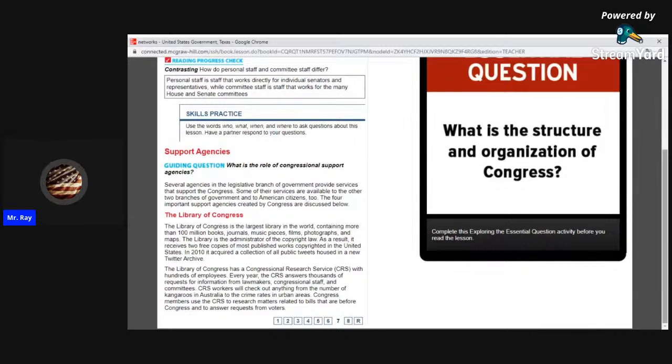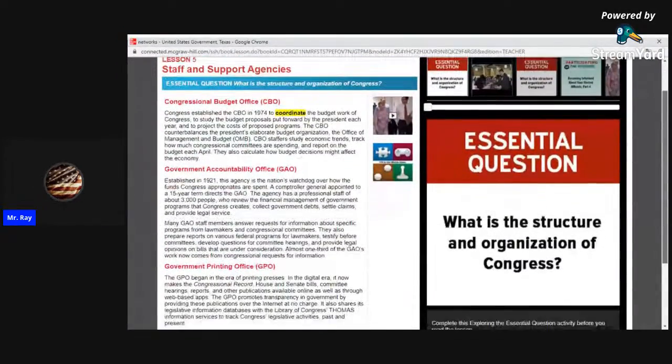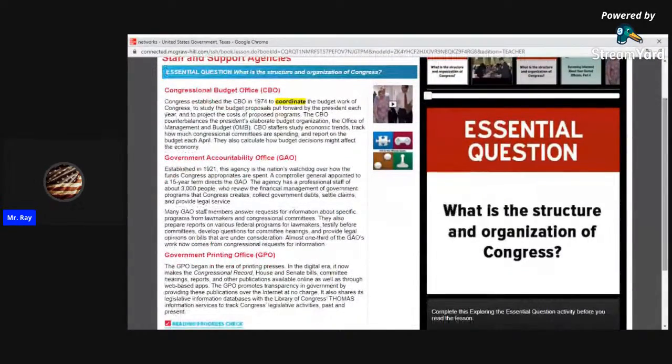And we have supporting agencies to help the committee's work. Number one would be the Library of Congress, which is the largest library in the world with over 100 million books, journals, music, films, photographs, maps. It's the mecca of information. And you can go on the Library of Congress website and get a lot of good stuff, guys. I recommend it.